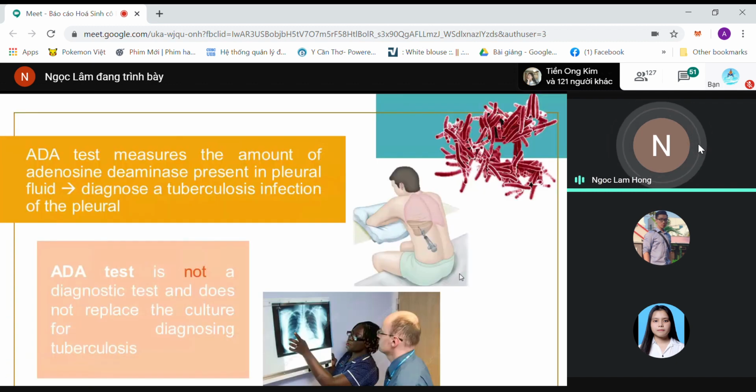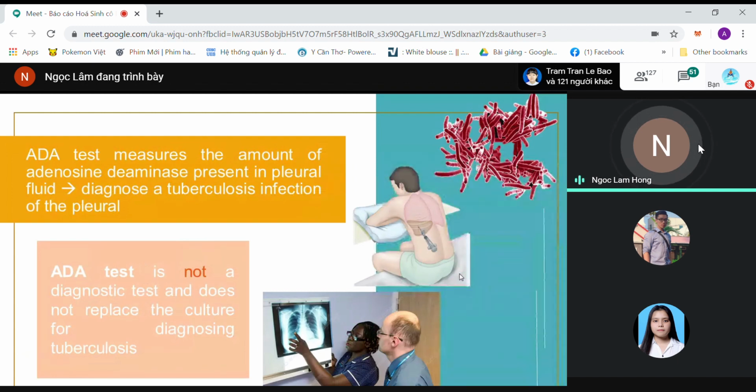An ADA test measures the amount of adenosine deaminase present in pleural fluid, so the doctor can diagnose a tuberculosis infection of the pleura. We must note that the ADA test is not a diagnostic test and does not replace cultures for diagnosing tuberculosis, because it may be positive even when the number of bacteria is very low.